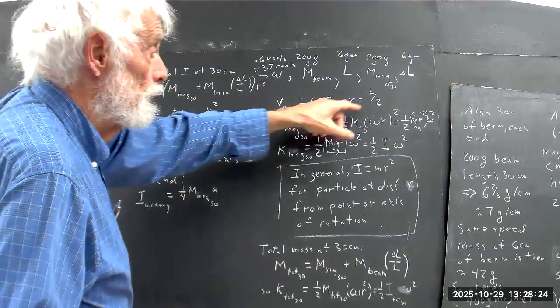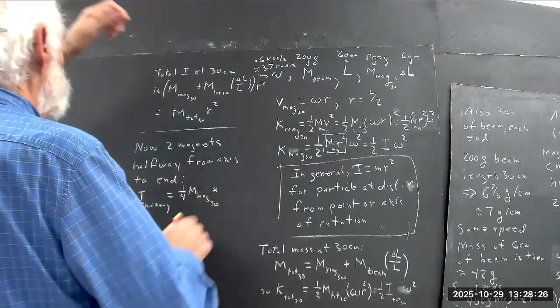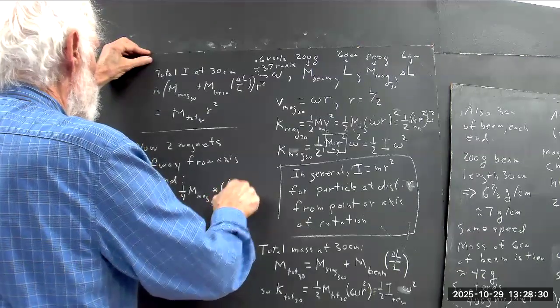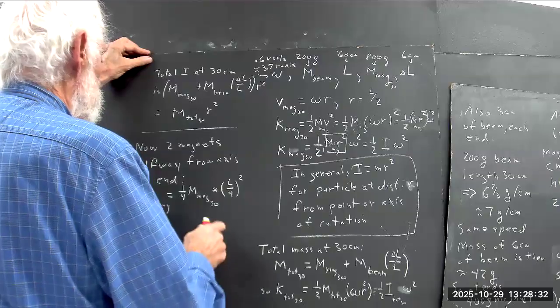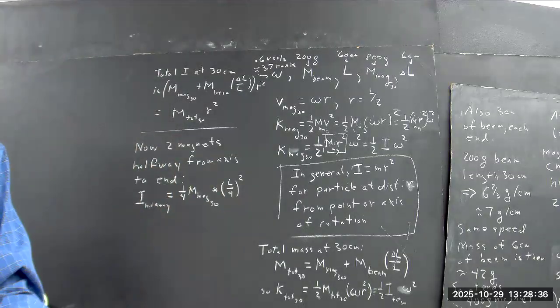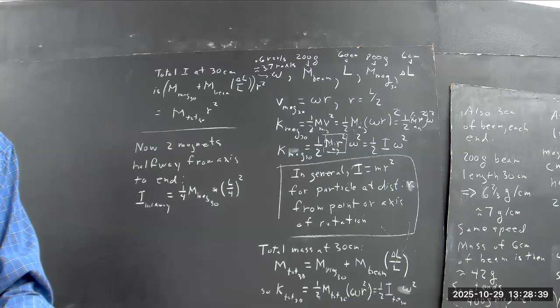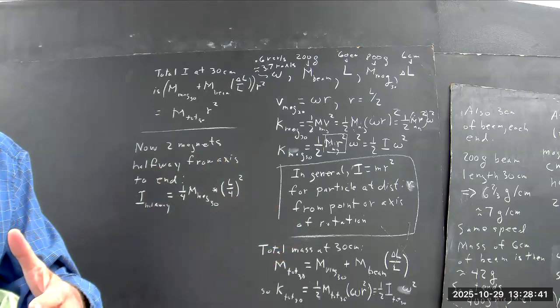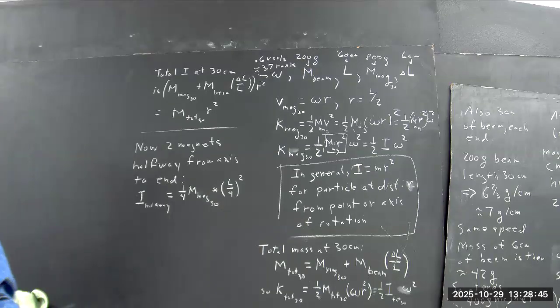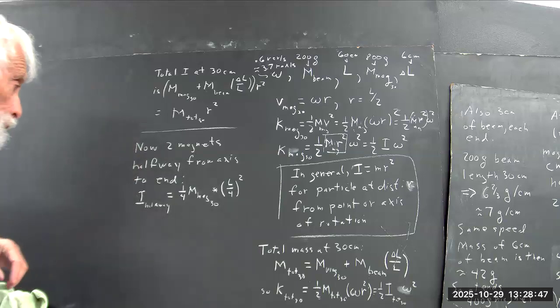And instead of R equals L over 2, it's going to be L over 4 because that's 1/4 the length. Those magnets that are halfway to the end are 1/4 of the length of the beam from the end. Now my notation isn't the greatest here.